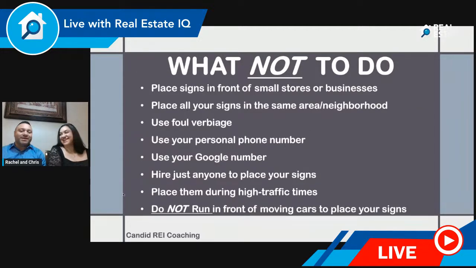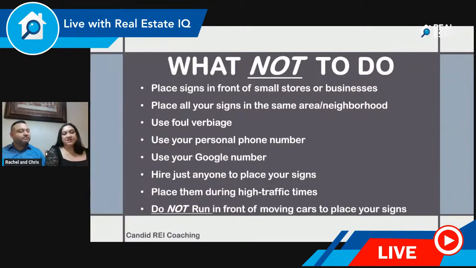Okay, so here's what I think we kind of went over some of these, but let's just reiterate. We typically don't put signs out in front of businesses, especially if our signs have nothing to do with the business you're putting them in front of. A lot of those business owners will just take them down. Or, you can do it if you get their permission.